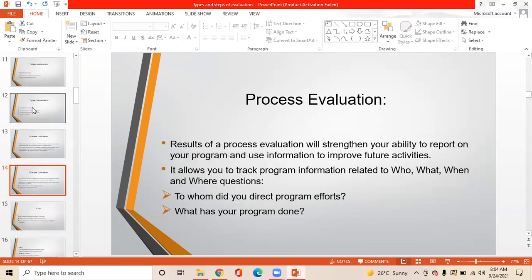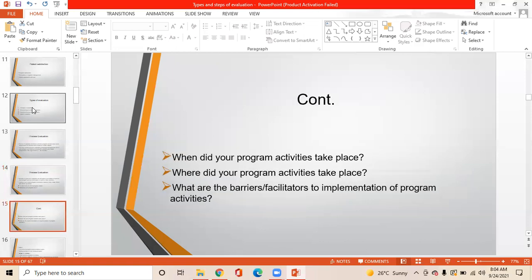Results of process evaluation will strengthen your ability to report on your program and use information to improve future activities. It allows you to track program information that is related to who, what, when, and where questions. For example, to whom did you direct program efforts? What has your program done? When did your program activities take place? Where did your program activities take place? What are the barriers or facilitators that are in the way of implementing a program activity?